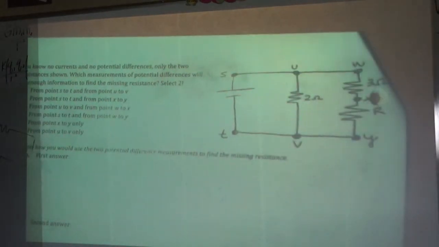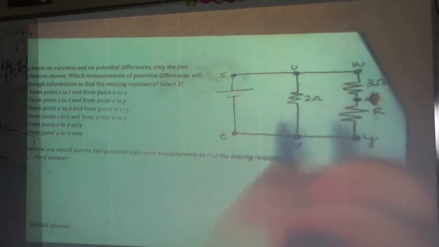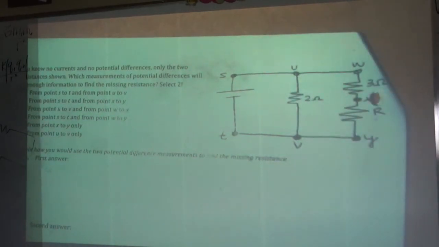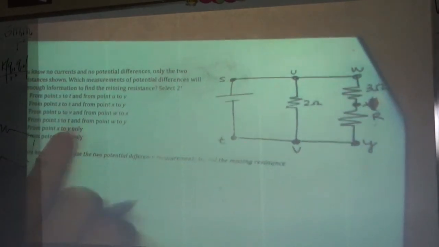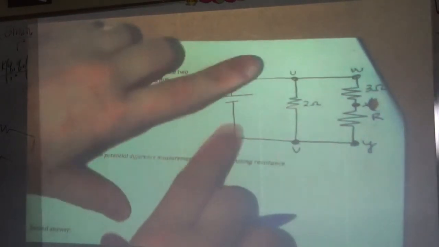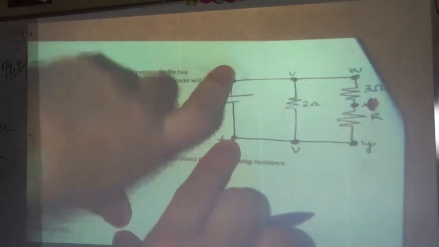I don't know any currents, and I want to know what information I would need in order to find this missing resistance R, and there are 2 answers. Now it's really tempting for people to say, oh, I just need to know the UV, which is just the voltage of the battery.